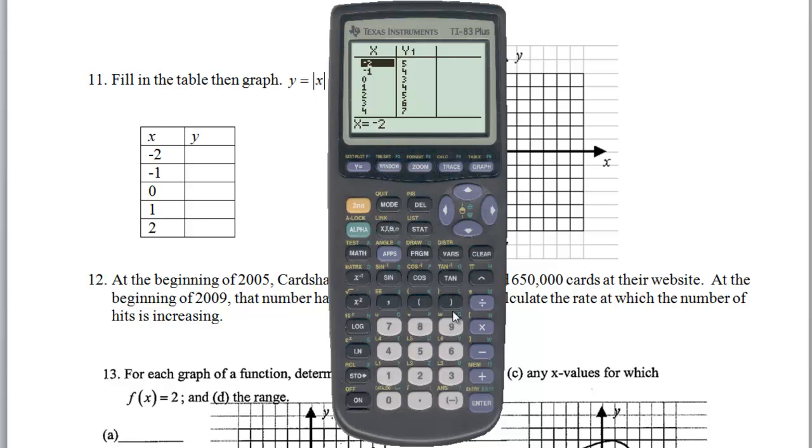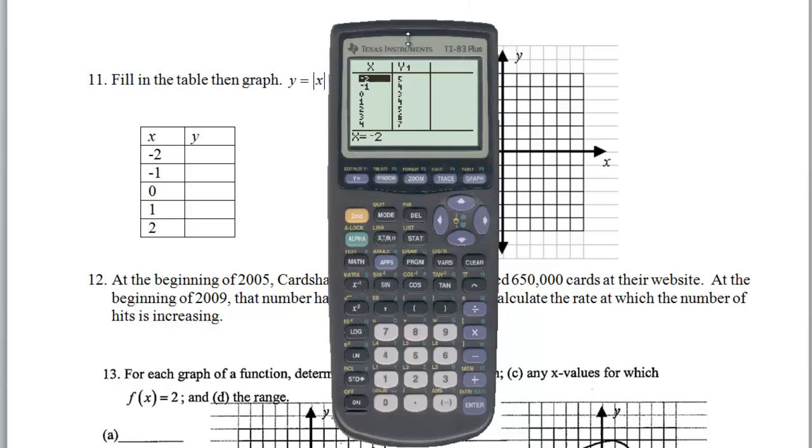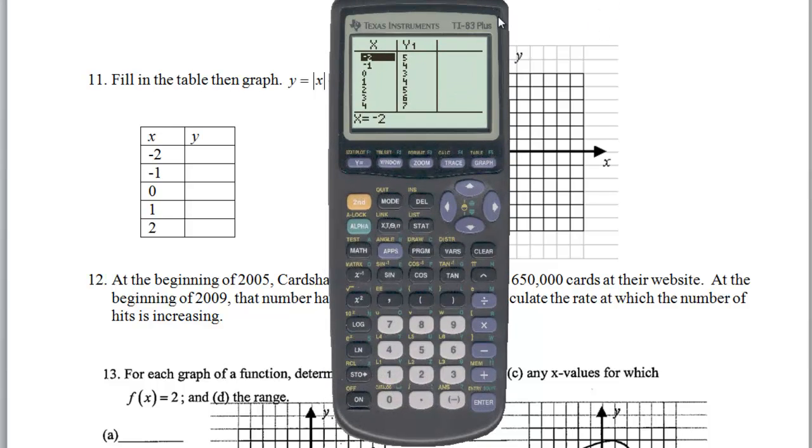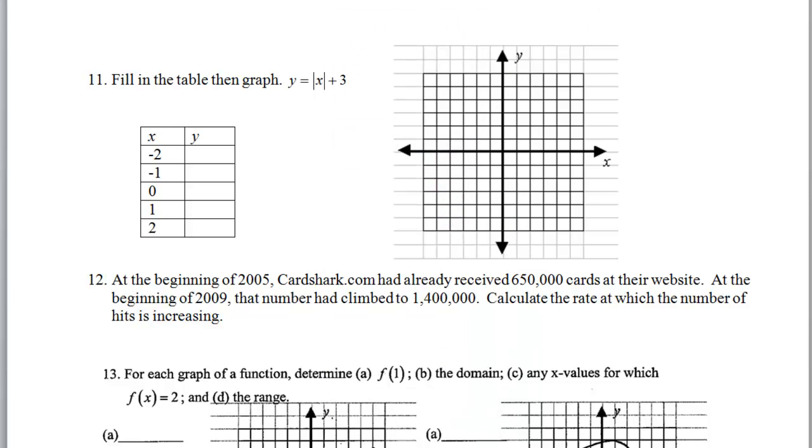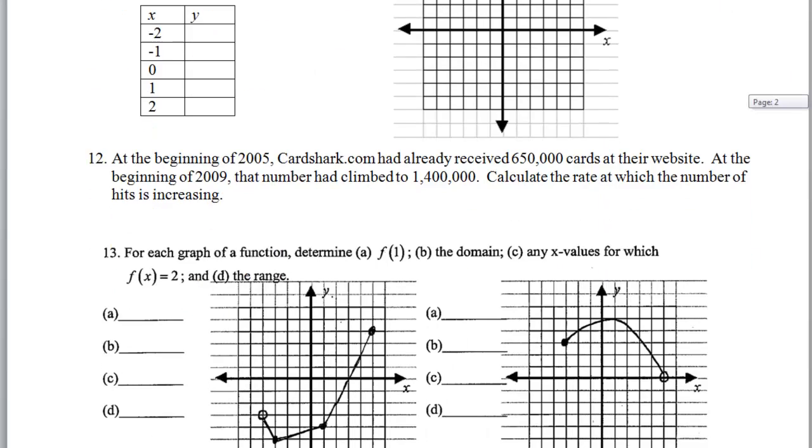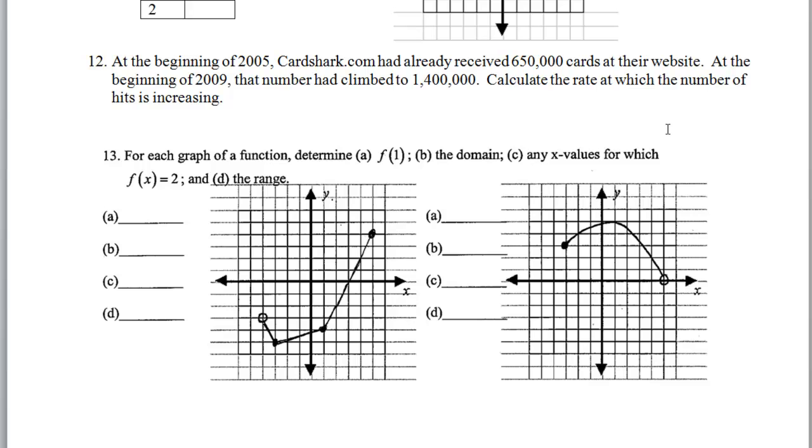Okay, so that takes us, let me move the calculator out of the way then. And let's go back to the last 3 problems here, which I will do to end this first part of the video. Alright, so it says at the beginning of 2005, CardShark had already received 600,000 cards at their website.